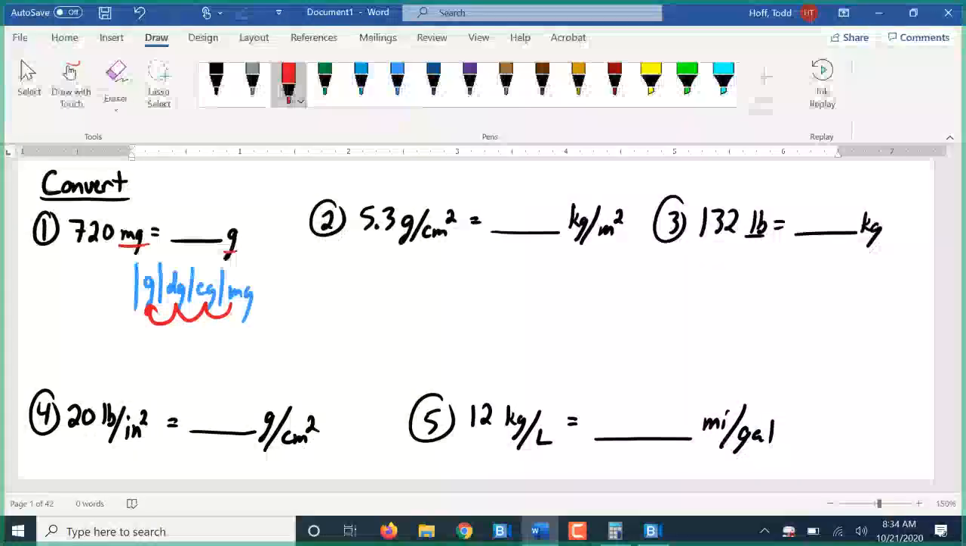So we move our decimal point 3 spots to the left. Well, in the number, there's no decimal point written. That means it's at the end of the number. Now we move that decimal point 3 spots to the left. 1, 2, 3. It is 0.72 grams.